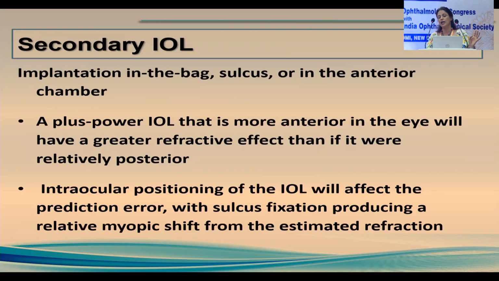For the secondary IOL calculations, because there may be a lot of children who have been left aphakic at the time of primary surgeries, it will again totally depend upon whether you're able to place the IOL in the bag, in the sulcus, or in the anterior chamber. Remember, any power which is placed more anterior in the eye will have a greater refractive effect than if placed more posterior. So your IOL power calculation will have to be done accordingly.